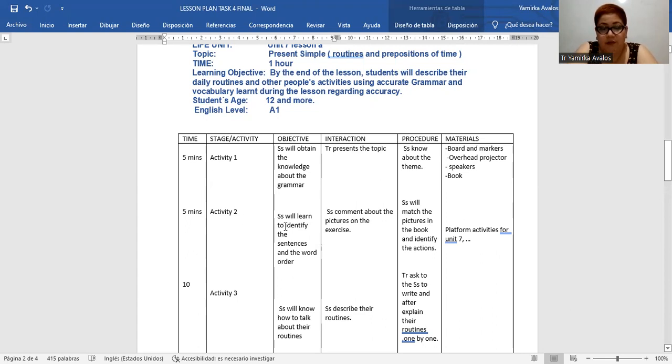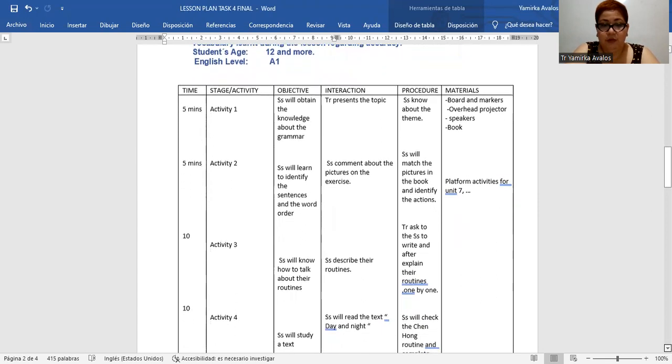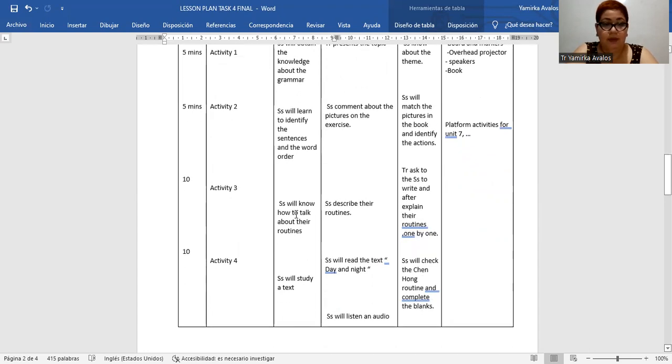In activity 2, students will learn to identify the sentences and the word order. Interaction: students comment about the pictures in the exercise. Procedure: students match the pictures in the book and identify the actions. Activity 3: students will know how to talk about their routines. The students describe their routines, and the teacher asks them to write and then explain their routines one by one, taking turns.